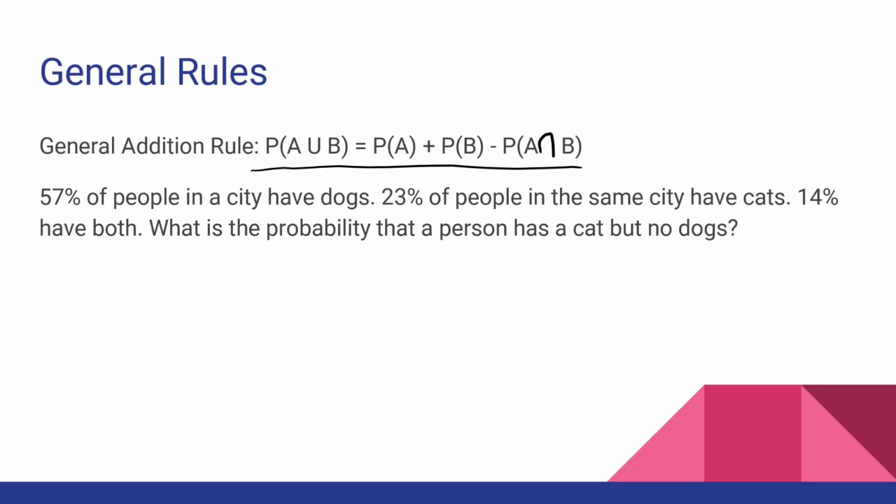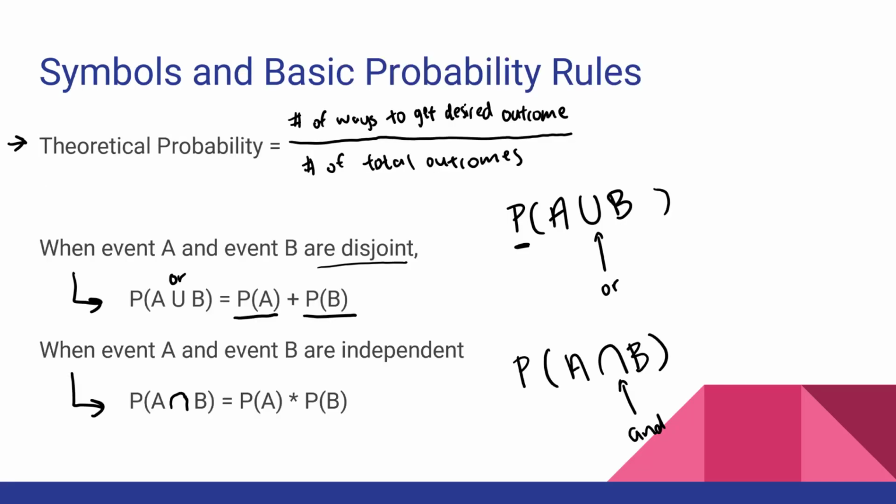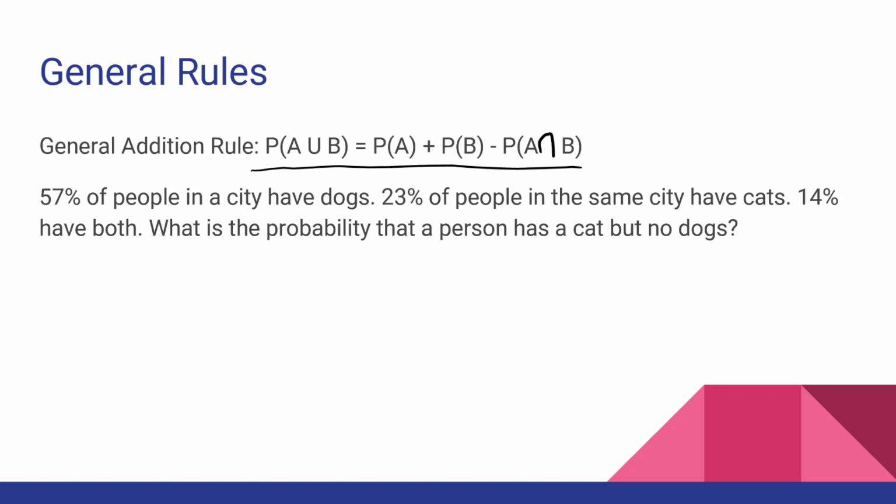This formula is actually the same as the one up here. It's just missing a third term, right? These formulas are the same in that when events A and B are disjoint, then the probability of A and B occurring together becomes 0. So one is basically derived from the other, but this one is more applicable to other situations.